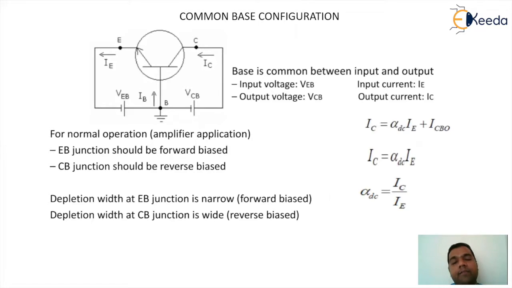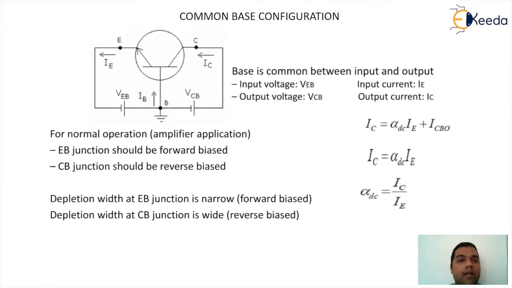So now we are discussing common base configuration. If you observe the common base configuration, the emitter terminal is working as an input terminal, the collector is working as an output terminal, and the base is working like a common terminal for both input as well as output side. If you observe the direction of emitter current, the emitter current is coming out of the terminal.